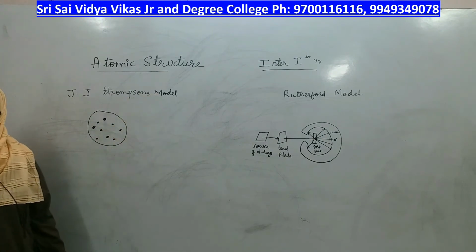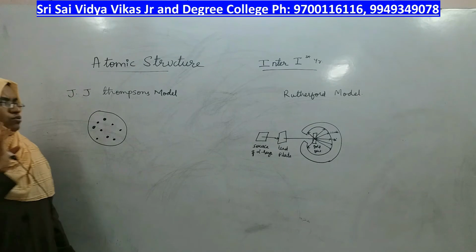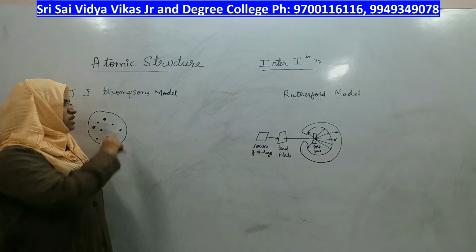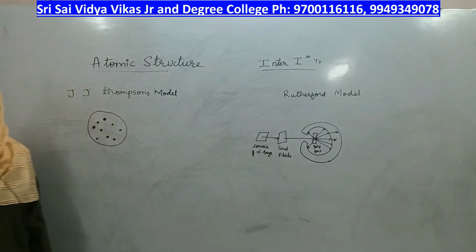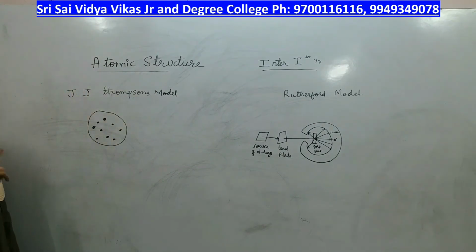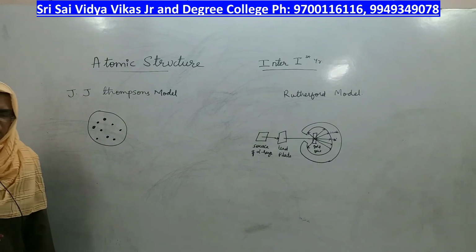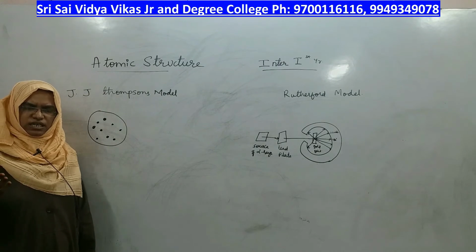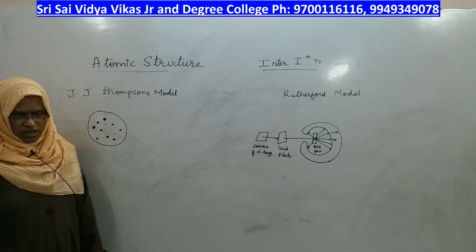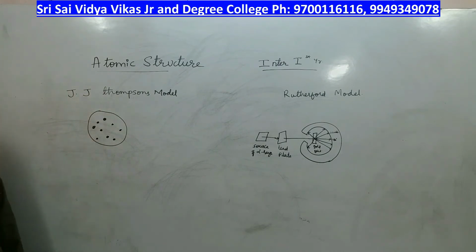Different models were proposed by different scientists, but two of the famous ones are J.J. Thomson's model and Rutherford's model. The first model which we are going to see is J.J. Thomson's model, which is quite simple. What J.J. Thomson proposed is, the atom has the same arrangement inside it, just like a watermelon. The same arrangement you will find in every atom.